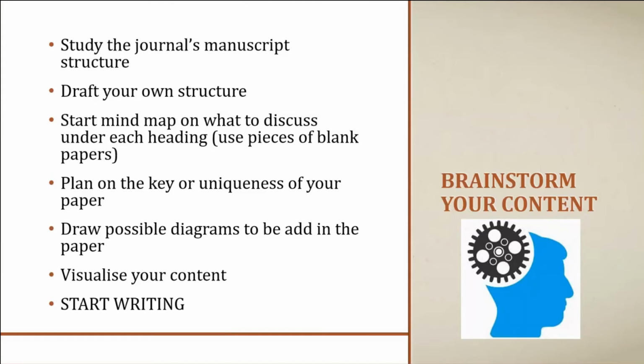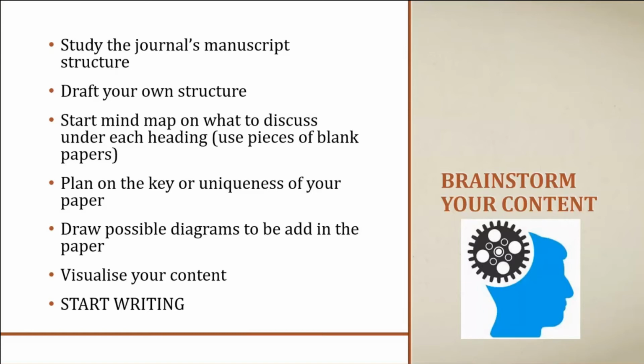Draft your own structure, through mind mapping. This is brainstorming your content. When you have studied the manuscript structure, you have planned out the structure for your article. You need to have an introduction, of course an abstract, methods, findings, discussion. Then you draft your own structure based on the journal structure. For your introduction, what do you want to highlight? When you want to talk about literature, what is it that you want to highlight? So this is where the mind mapping comes into the picture.